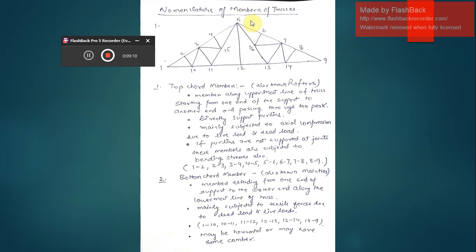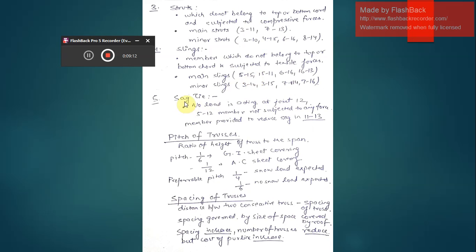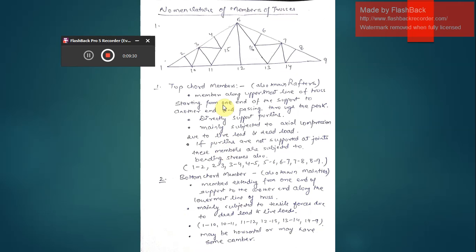Now you can see here this 5 to 12 member. This is the sag tie. As no load is acting on the joint, the 5 to 12 member is not subjected to any kind of force, but the member is just provided to reduce the sag in the member 11 to 13. So you have to remember these components or the nomenclature of the members of the truss: the rafters, main ties, struts and the slings.